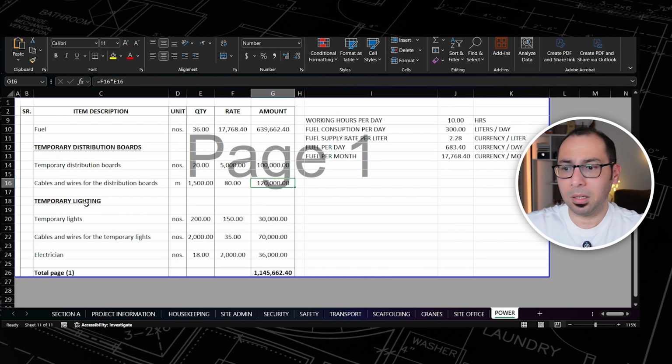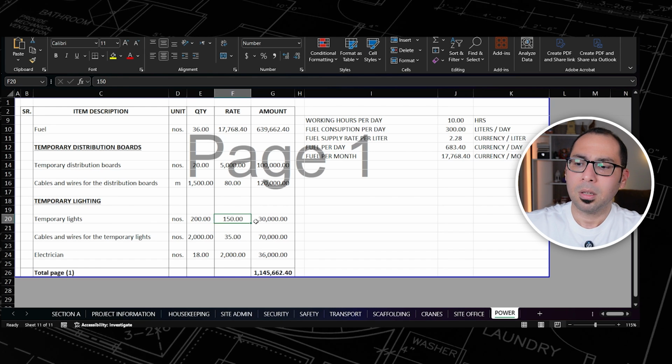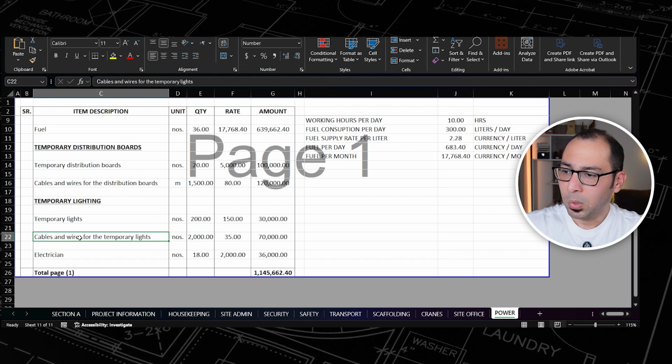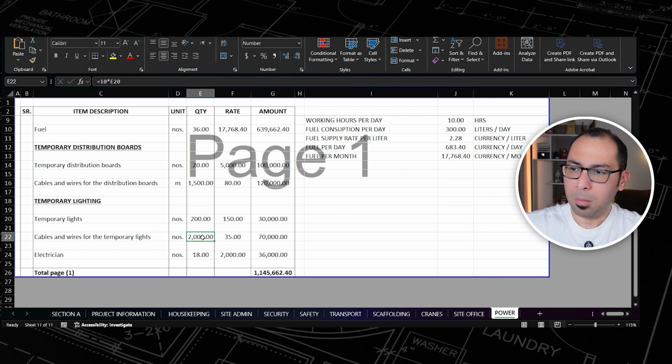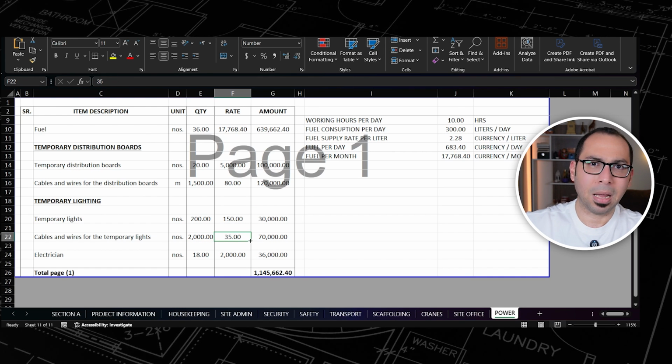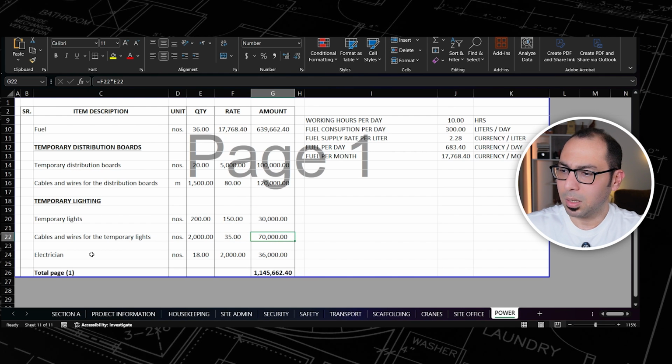And then we need lighting for the work. So temporary lights, I need 200 lights, and this is the rate, so this is the amount. Cables and wires, again, I'm just assuming here 10. For each light, I need 10 linear meters, so 200 multiplied by 10, that's 2,000, and per light, I'm assuming 35 for the wires and all, so I'm getting this amount.